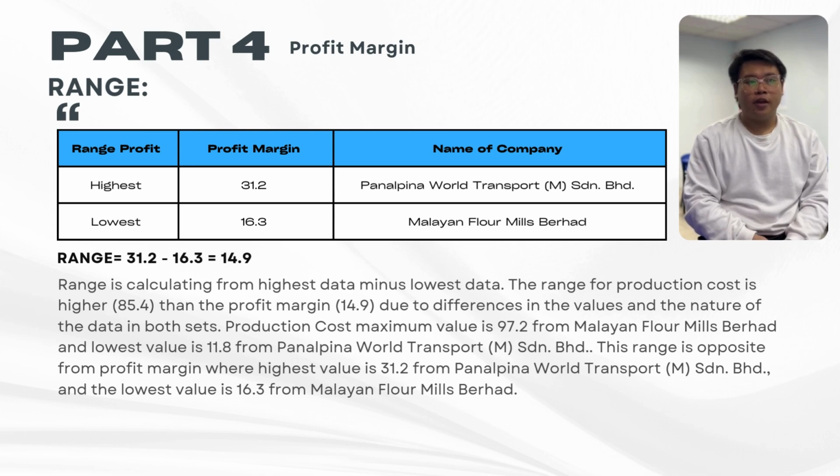Production cost maximum value is 97.2 from Malayan Flour Mills Berhad, and the lowest value is 11.8 from Panalpina World Transport Berhad. This is opposite from the profit margin, where the highest value is 31.2 from Panalpina World Transport Berhad, and the lowest value is 16.3 from Malayan Flour Mills Berhad.